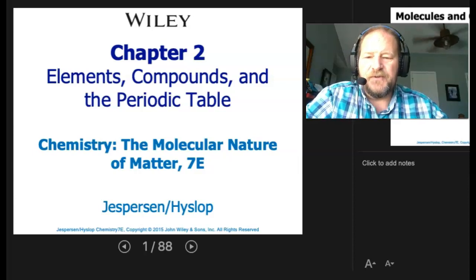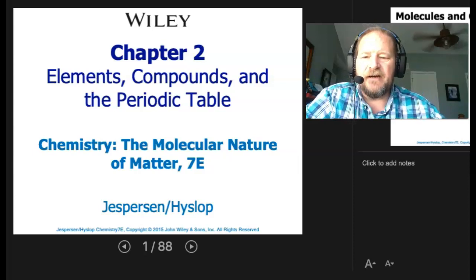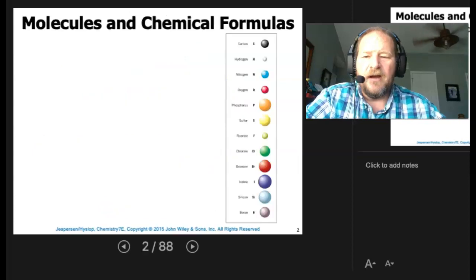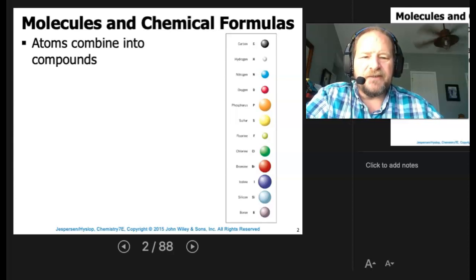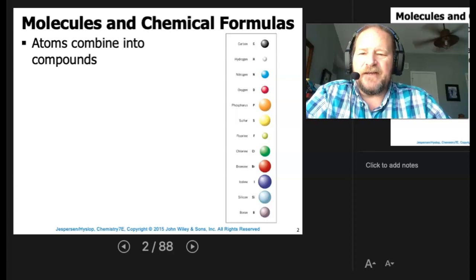So here we are with segment 2 for chapter 2, elements, compounds, and the periodic table. We had left off with molecules and chemical formulas. So at this point we had broken the periodic table down into the three groups of metals, metalloids, and nonmetals, and talked a little bit about the properties. Next we want to start to make compounds, so molecules and chemical formulas.